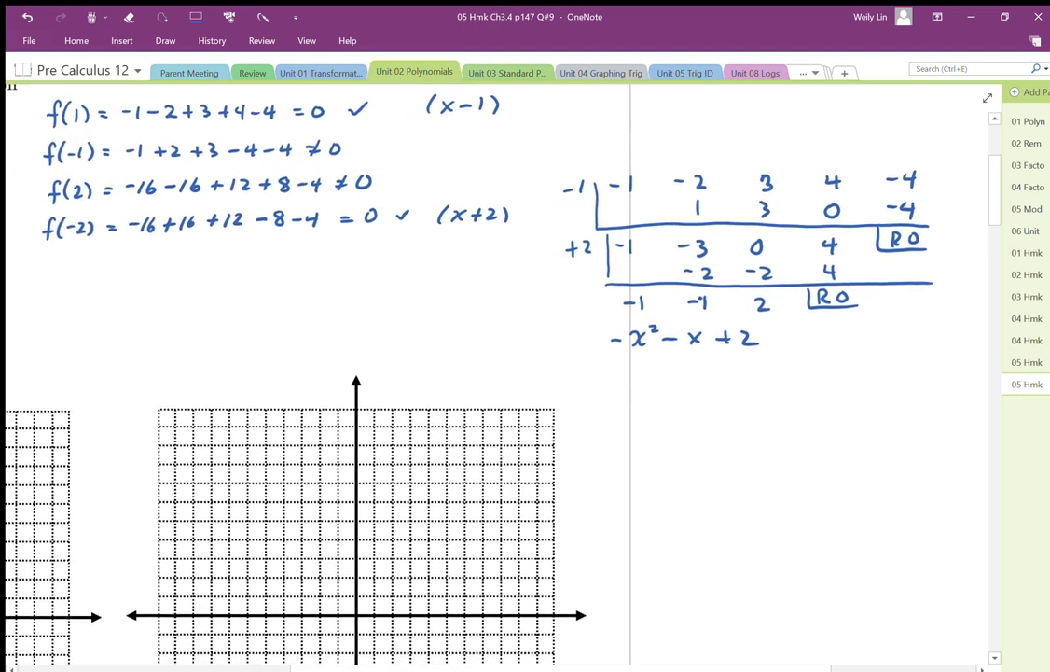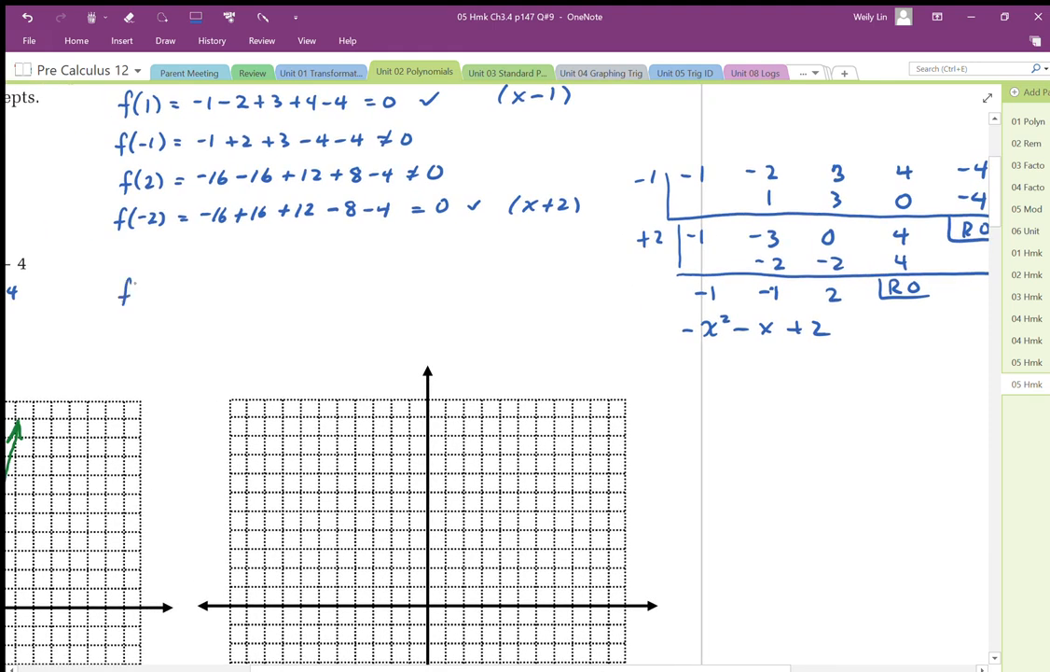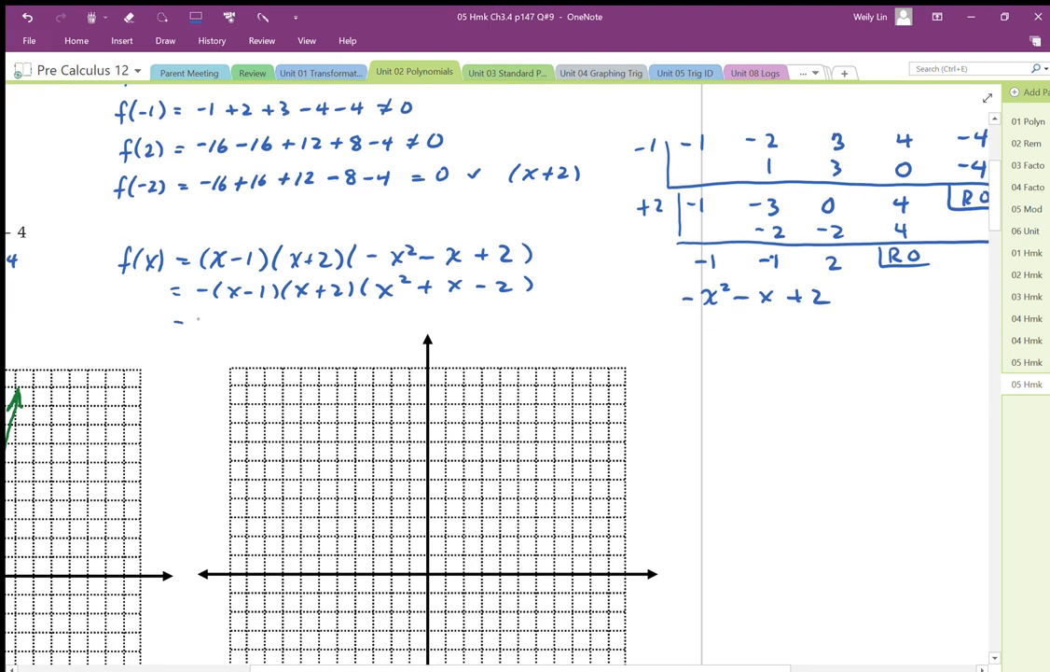So this is what my function looks like so far. It's f of x is equal to x minus 1, x plus 2, and then I have this negative x squared minus x plus 2. So I'm going to factor the negative out, so I end up with negative. And then my quadratic factor looks like this. So plus 1 minus 2. So this factors into plus 2 minus 1. So it actually repeats those same factors.